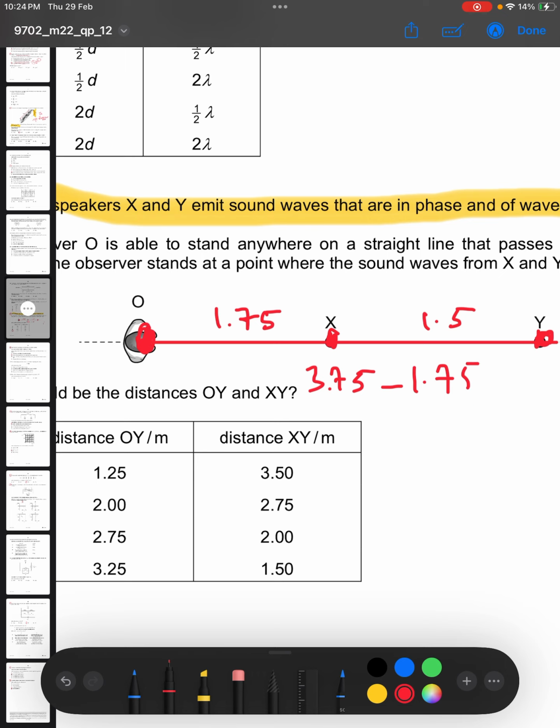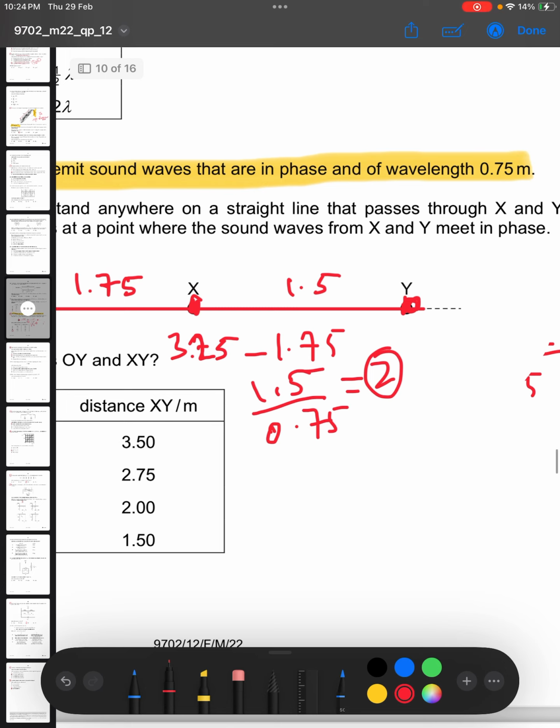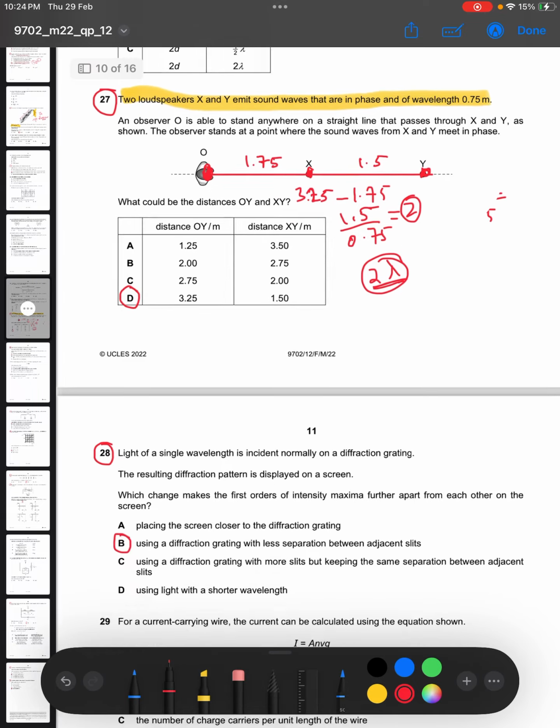This will give us, I think, if I'm correct here, sorry, this is 3.25, sorry, minus 1.75. This will give us 1.5 ultimately, divided by 0.75, this gives us 2. So it gives us a whole number, meaning that we have found a situation where n is 2, so n lambda will give us a path difference for constructive interference. So they meet in phase with respect to D.